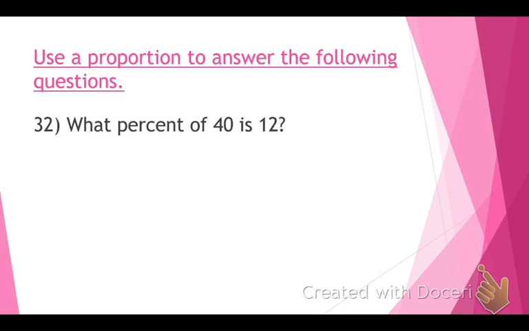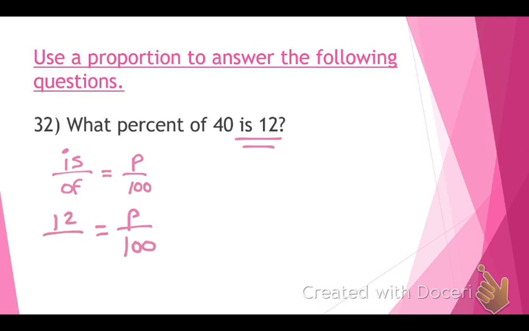Okay, next one. Once again, it says use a proportion. So we're going to start off with is over of equals p over 100. Easiest one to do is find the percent. Does it tell me what the percent is? No, it doesn't. So I'm going to leave that p over 100. Does it tell me my is? Yes. 12. Look, it says right here, is 12. Does it tell me my of? Yes. What is it? 40. Okay, of 40. Now, Carlos, what did you do?